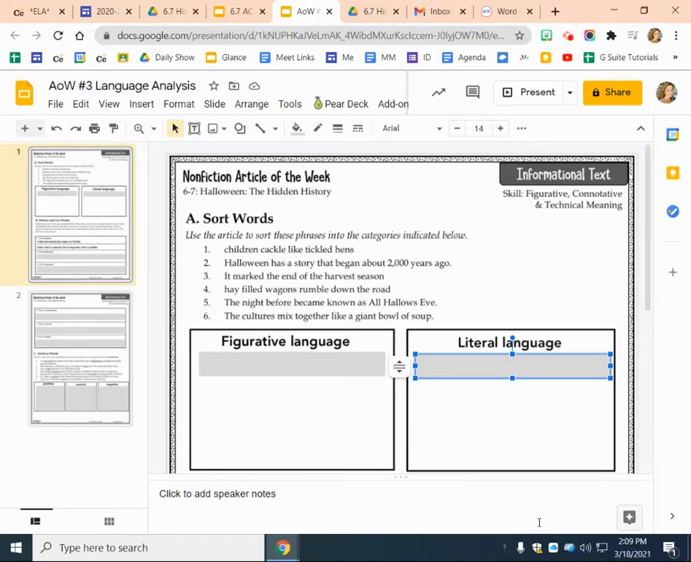All right, this tutorial is all about words and how words are used in the article Halloween, the Hidden History. And we're going to think about words in three different ways. We're going to think about words in terms of figurative and literal language. It's called sort words. That's section A.